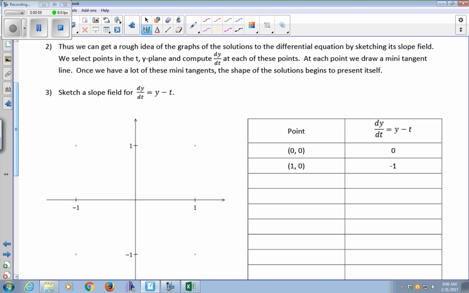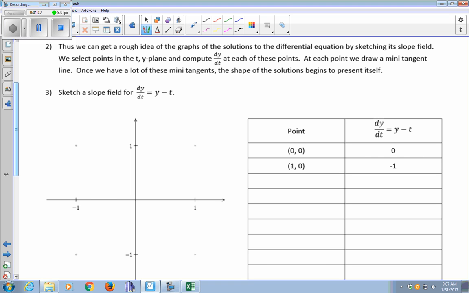So we can get a rough idea of what the graphs of the solutions look like by sketching a slope field. You can sketch little slopes at a bunch of random points. So we select some random points in the ty plane. I use t because so many of the models for differential equations involve time, so we tend to use t and y instead of x and y. And then I'm going to compute the slope dy/dt at each of these points. And then at each point, we draw a tiny little line with that slope, and that represents a tangent line to the curve. Once we have a lot of little tangent lines, you can try to trace the shape of the curve by following the tangent lines.